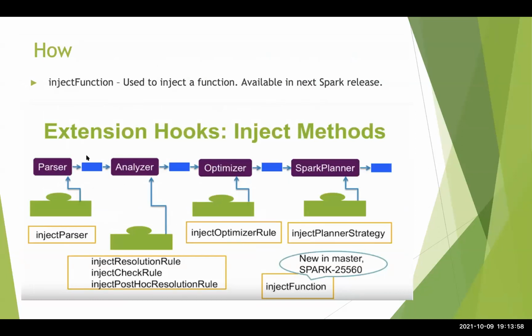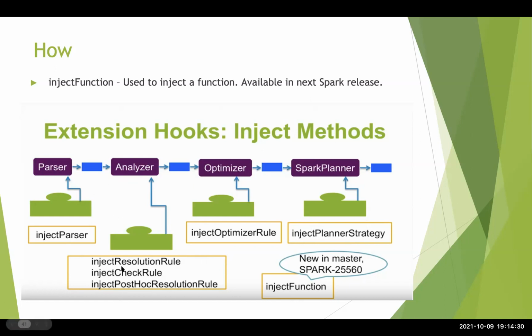So in your parser, when there are inject methods, these are extension hooks. The inject function is used to inject a function, available in the next Spark release. Right now you have inject parser and inject rule. I think they're coming with an inject function, so that will be happening in the next Spark release. But in your parser, you can use inject parser to have your own parser work on the plan to pass the input data frame or SQL.